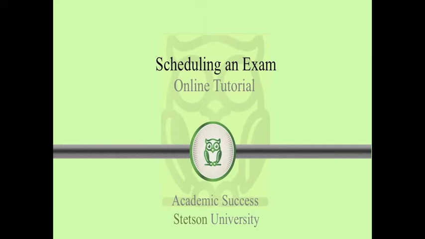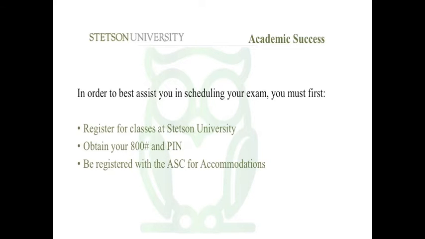This tutorial is designed to guide you in scheduling an exam with the Accessibility Services Center. In order to best assist you in scheduling your exam, you must have first registered for classes at Stetson University, obtained your 800 number as well as your PIN, and be already registered for accommodations with the ASC.